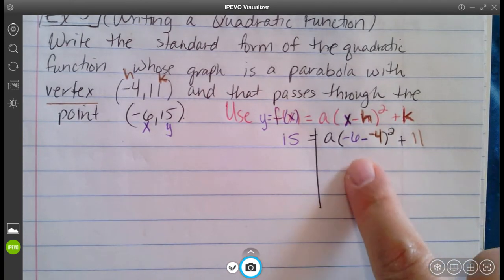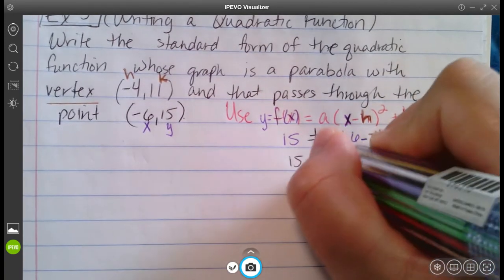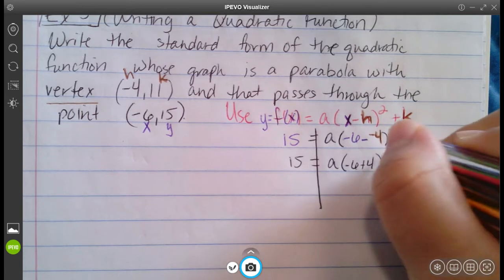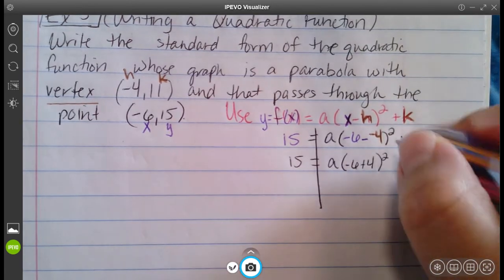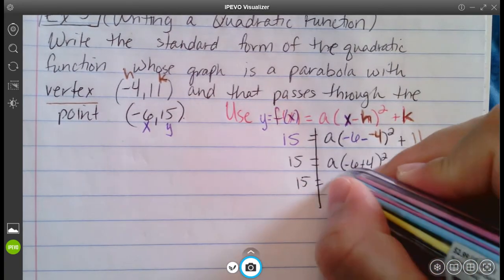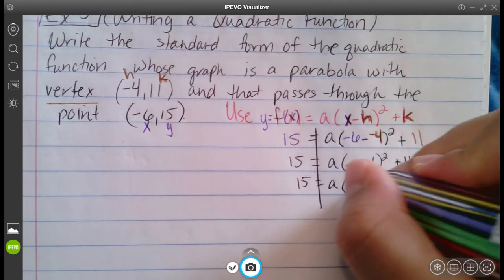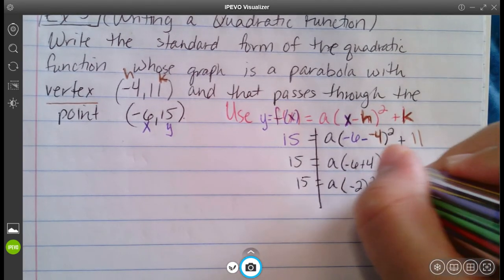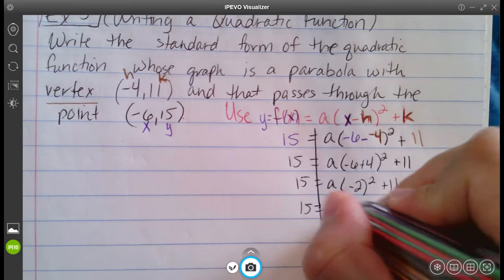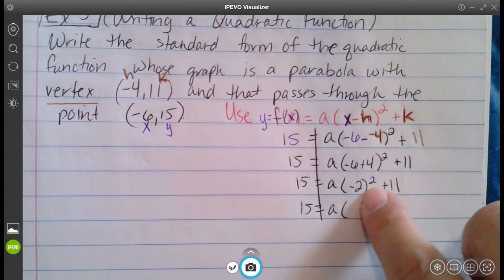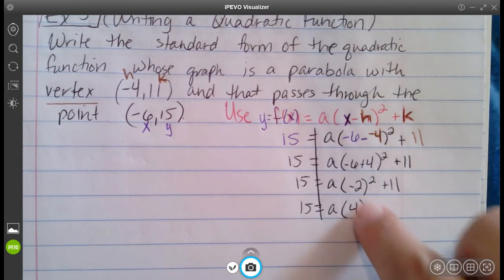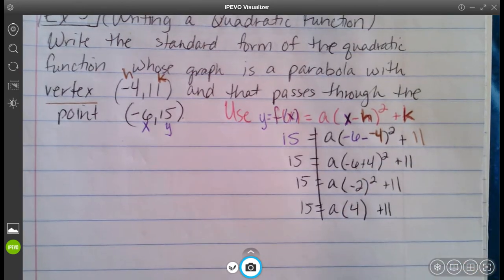Using PEMDAS, I know that 15 stays the same on this side. I'm going to do the middle part first. So I have -6 plus 4 because of those two negatives, squared, plus 11. I'm just going step by step here. -6 plus 4 is -2. Bring everything else down. We're almost done. 15 is equal to a times (-2) times (-2), because that's what the square means, which gives us +4. Be careful, because we like to leave it negative, but it's not. Anything squared is positive. Plus 11.